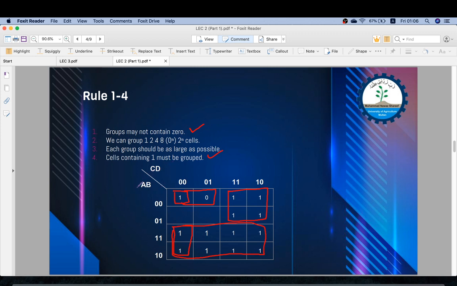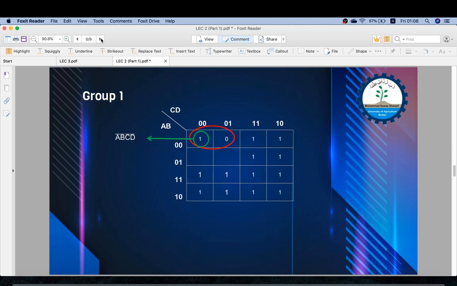So grouping is making together all the values or variables in the K-map. This is a 4 variable K-map, with variables A, B and C, D, and there will be 16 cells in it. So let's start grouping in this K-map. What is the first group? You can see this red mark. Why are we not grouping this 1 and 0? Because of the first rule, groups may not contain 0. So we'll take this as a group.